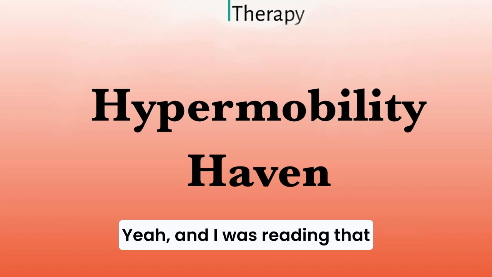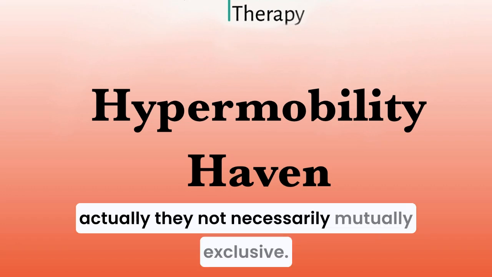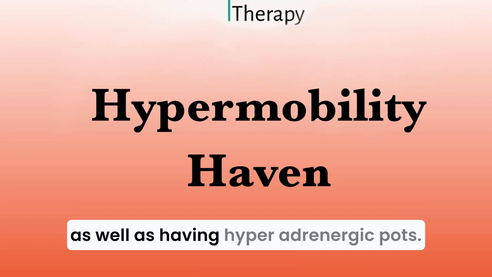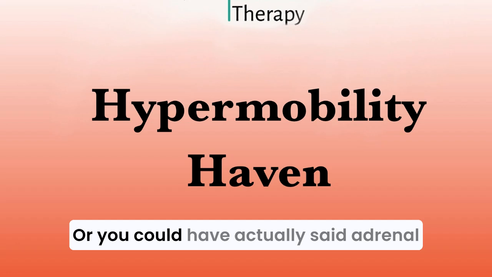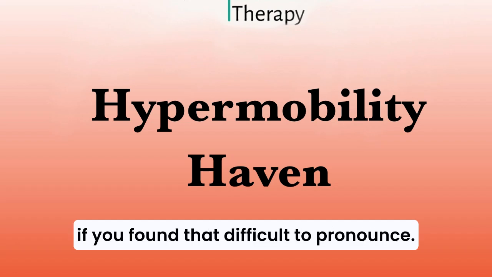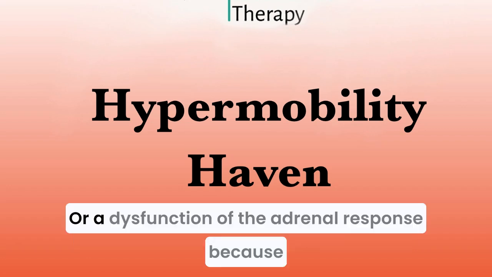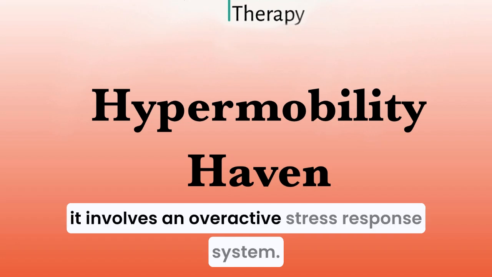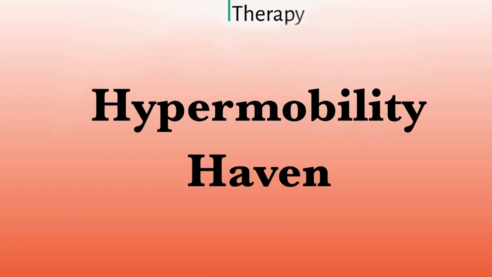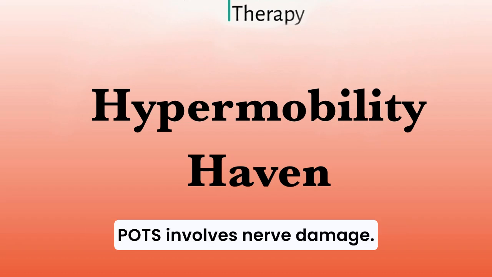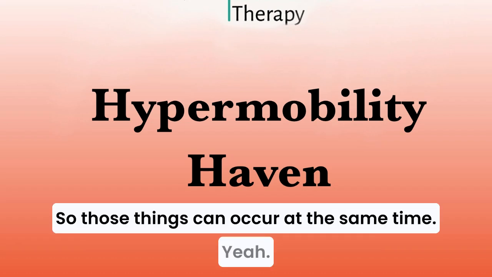Yeah, and I was reading that actually they're not necessarily mutually exclusive. So you can get neuropathic POTS in particular, as well as having hyperadrenergic POTS, or you could have actually said adrenal if you found that difficult to pronounce, because it's the same thing. Yeah. Because it's an issue with, or a dysfunction of, the adrenal response, because it involves an overactive stress response system. And then obviously the neuropathic POTS involves nerve damage. So those things can occur at the same time.